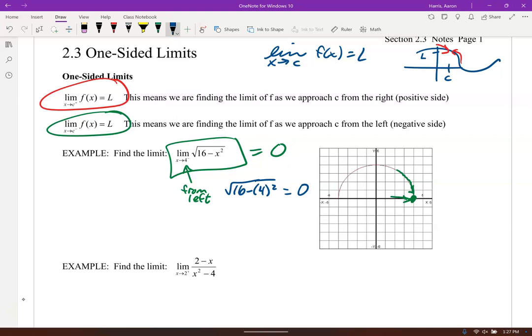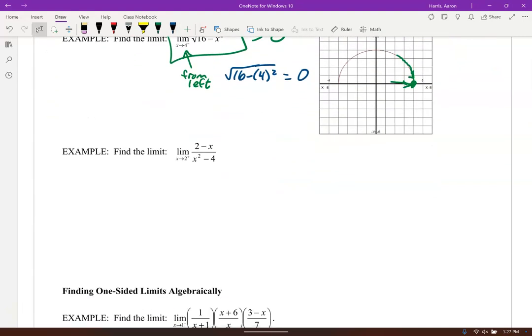Now, let's go ahead and do this next one here. As we approach 2, this time it's going to be from the right. And let me give you a little picture of this thing. In fact, let's review a little bit of pre-calc here along the way. Let me factor out a negative, so I'd have x minus 2. And let me factor the bottom.